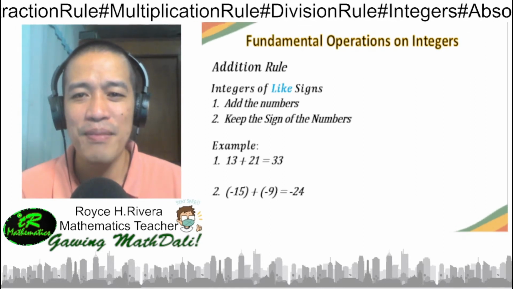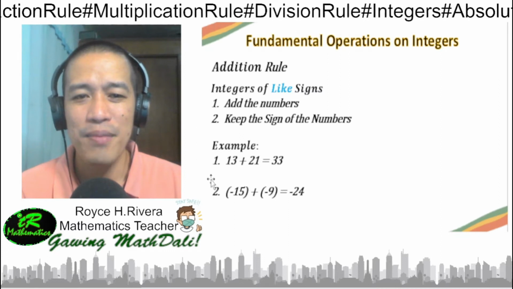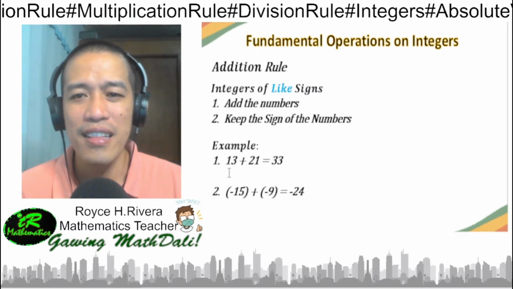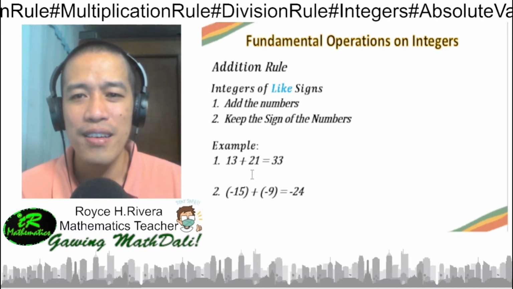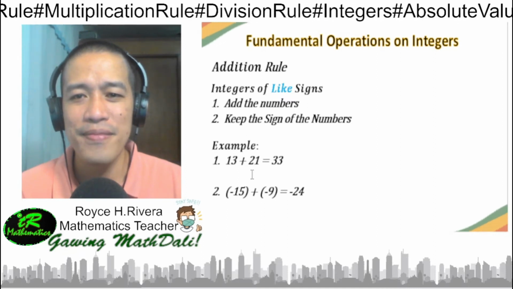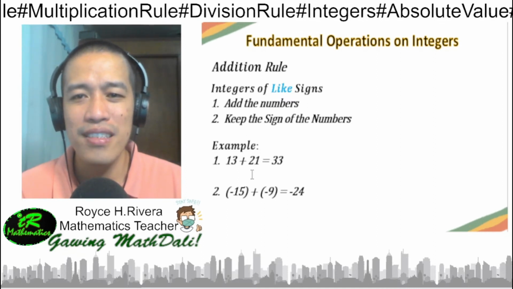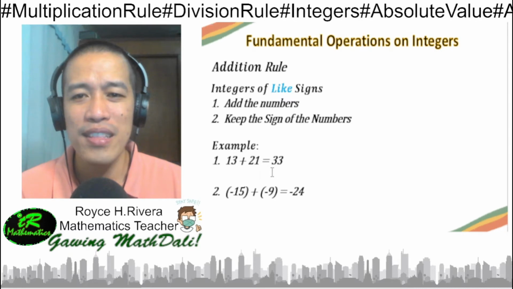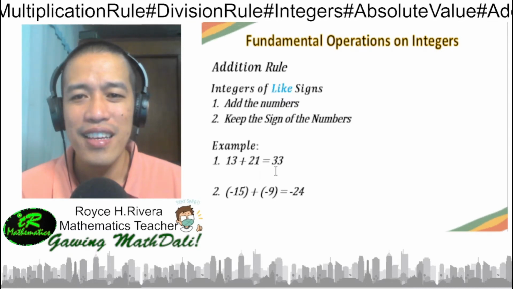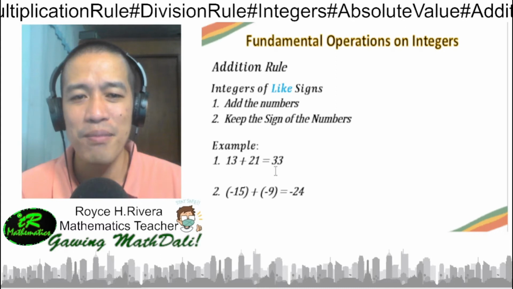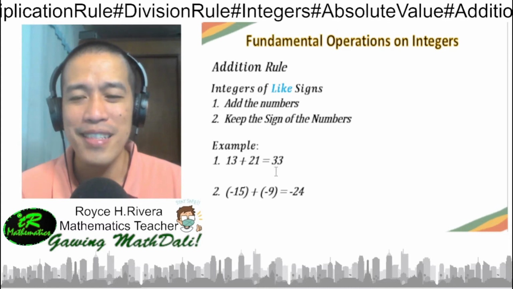Here are the examples. Number 1, 13 plus 21. Both are positive. So add the numbers. 13 plus 21 is 34. Then keep the sign of the numbers. Positive 34.